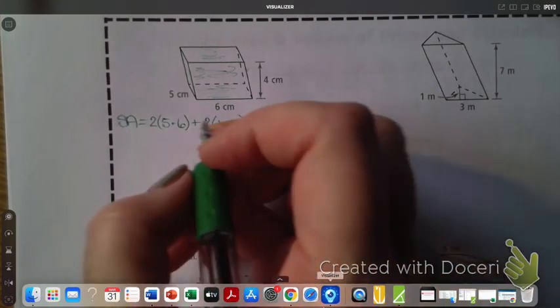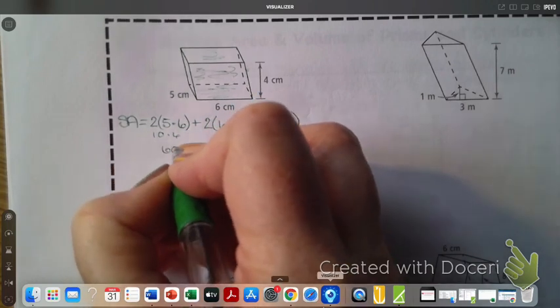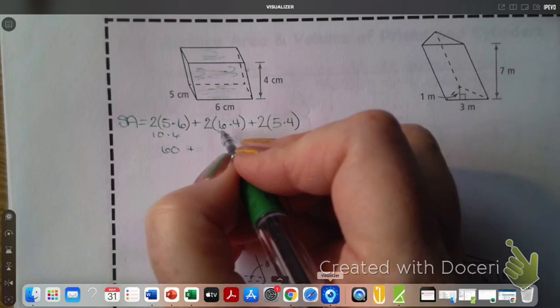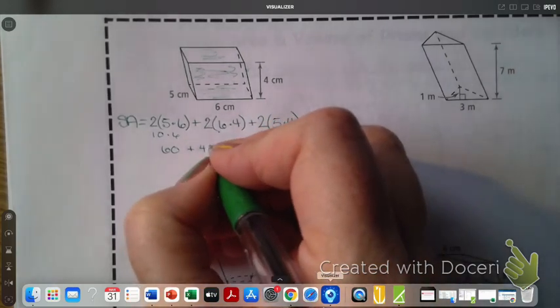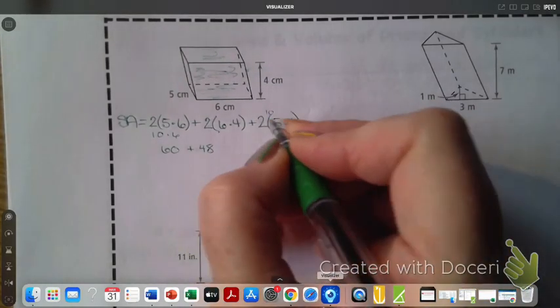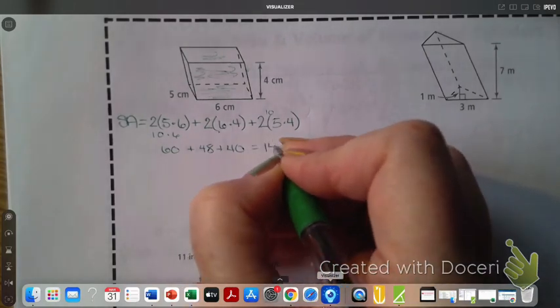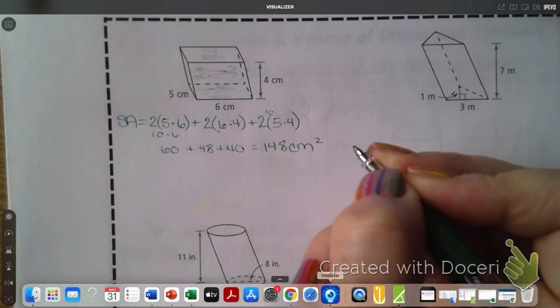Okay, so what do we got? 10 times 6, so 60. And 24 times 2, or 12 times 4, is 48. We're getting there. And 10 times 4 is 40. So I get 148 centimeters squared.